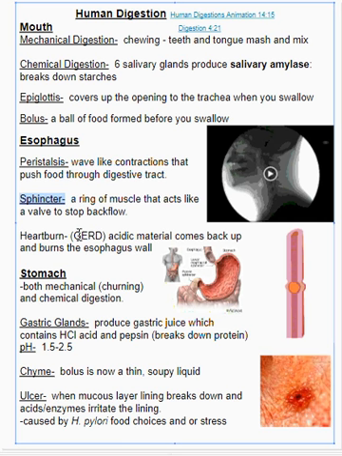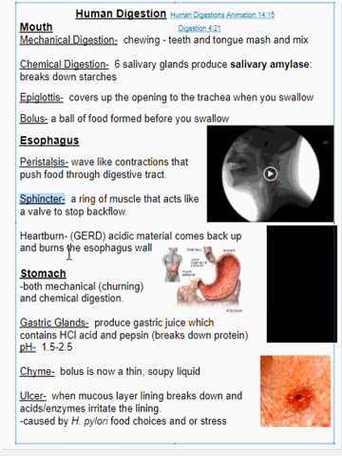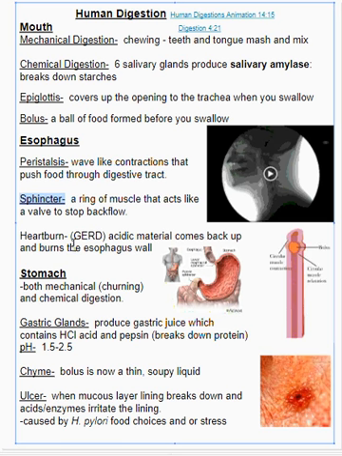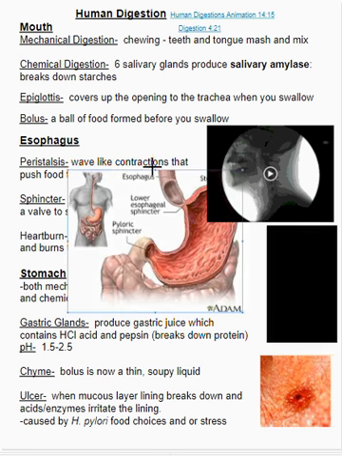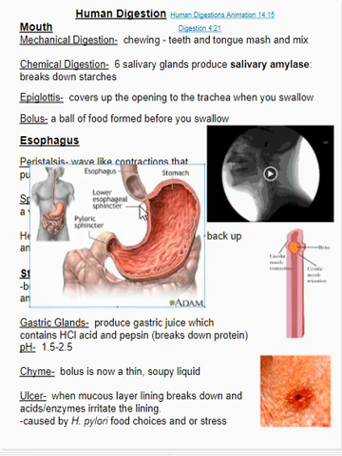One that you may have heard about before is heartburn, or if it's chronic, it's called GERD, gastroesophageal reflux disease. There is a sphincter right at the bottom of the esophagus that's called the cardiac sphincter, or in this case, on this image, it's called the lower esophageal sphincter. They're the same thing. All right.